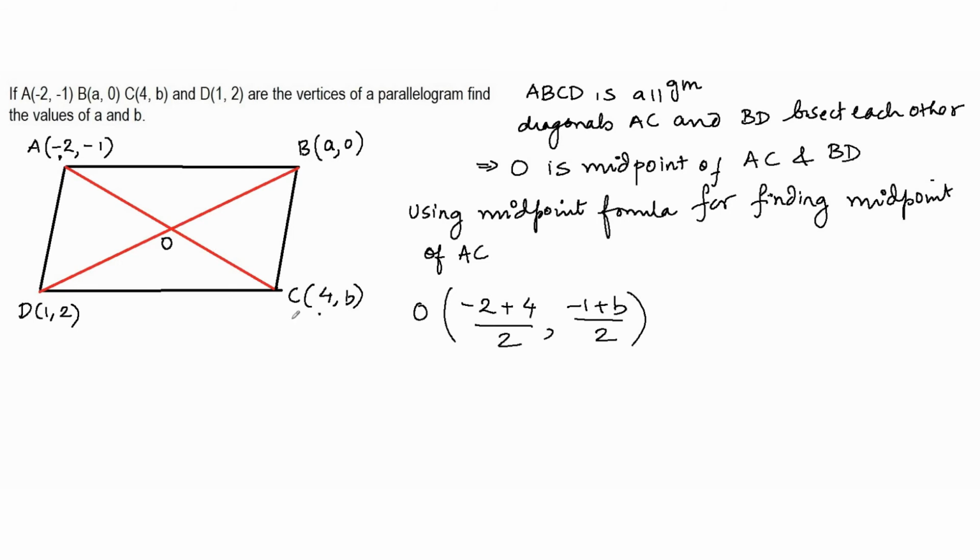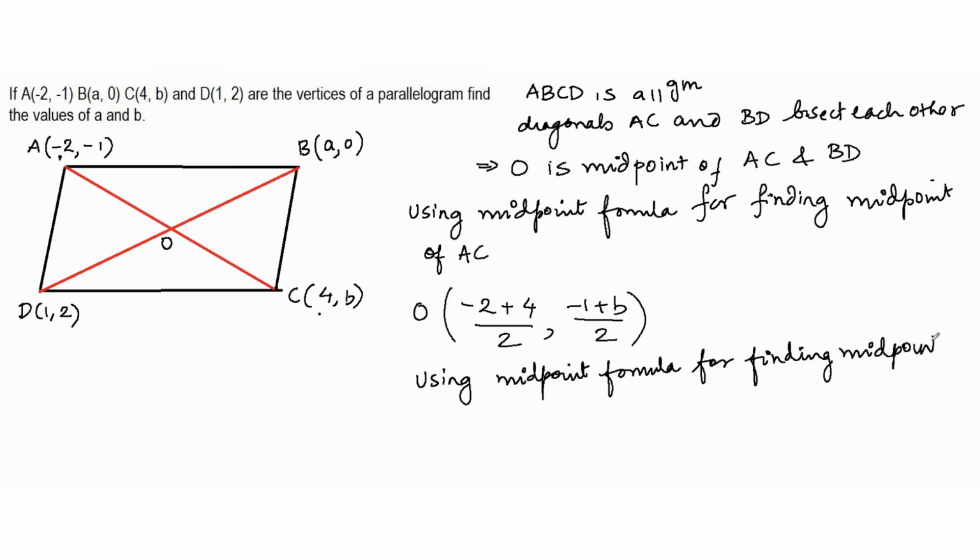Similarly, O is the midpoint of BD as well. So I can say that using the midpoint formula for finding the midpoint of BD, the midpoint of BD is also going to be O. So it is (a plus 1) by 2, (0 plus 2) by 2, right?